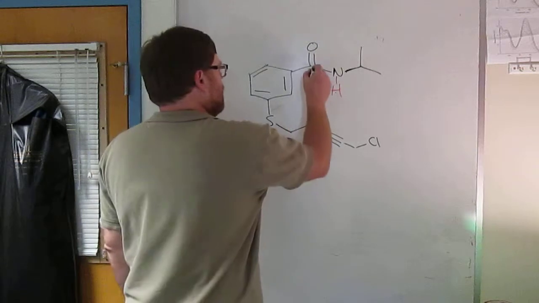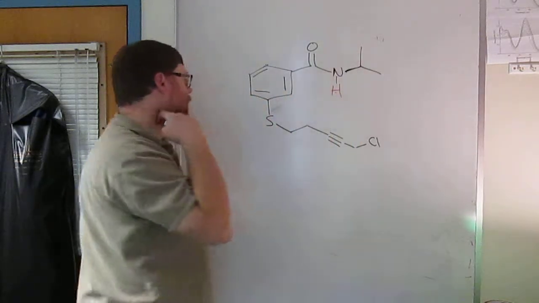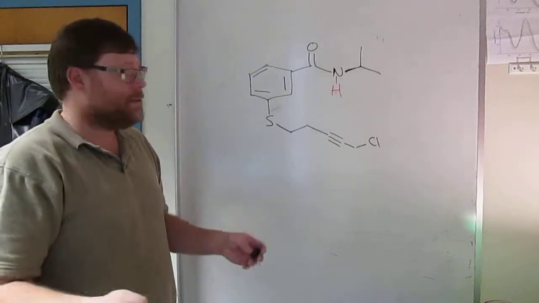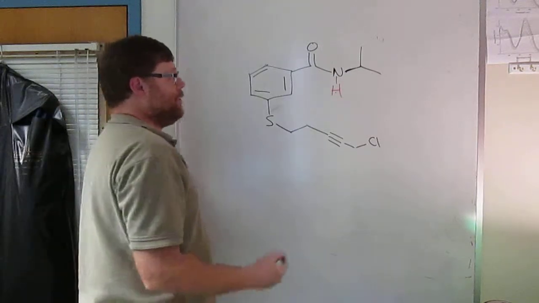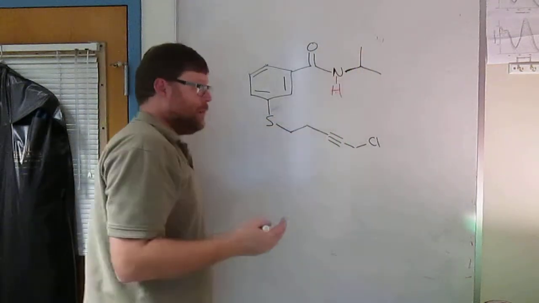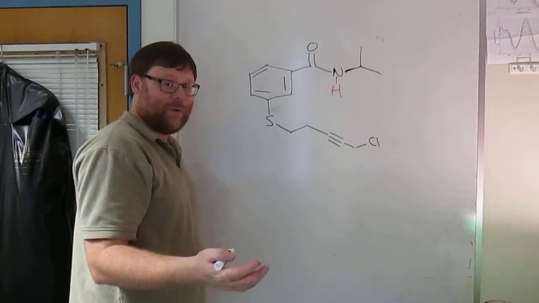All right, I'm going to do that. These, no pi bonds, no double bonds. So they're not sp2, they're sp3. So any carbon that doesn't have a double bond or a triple bond or a pi bond of some sort is sp3.